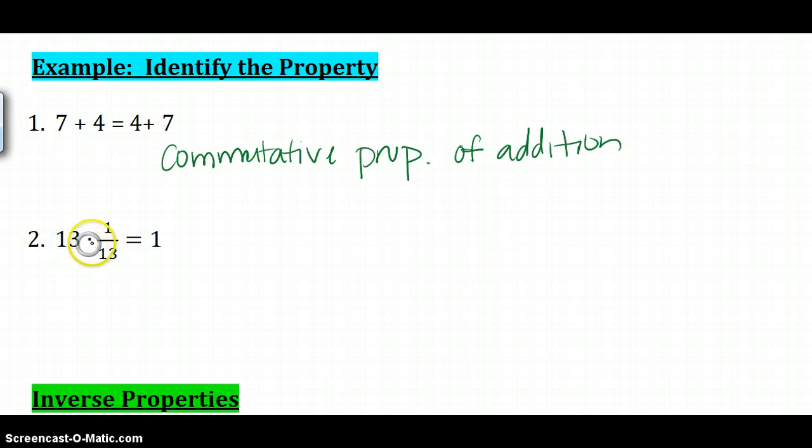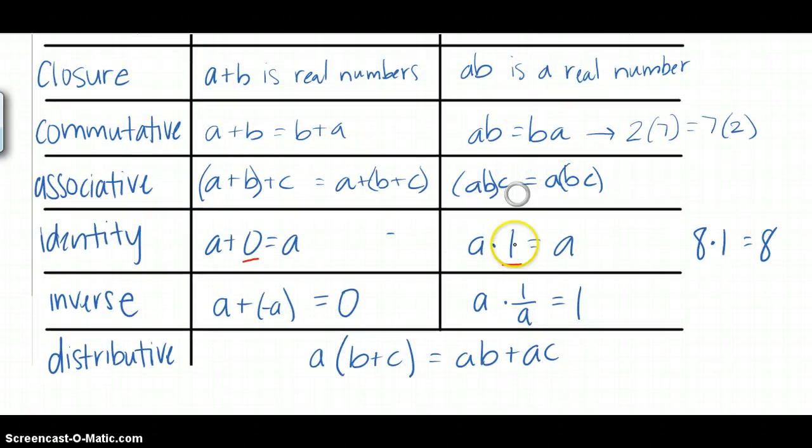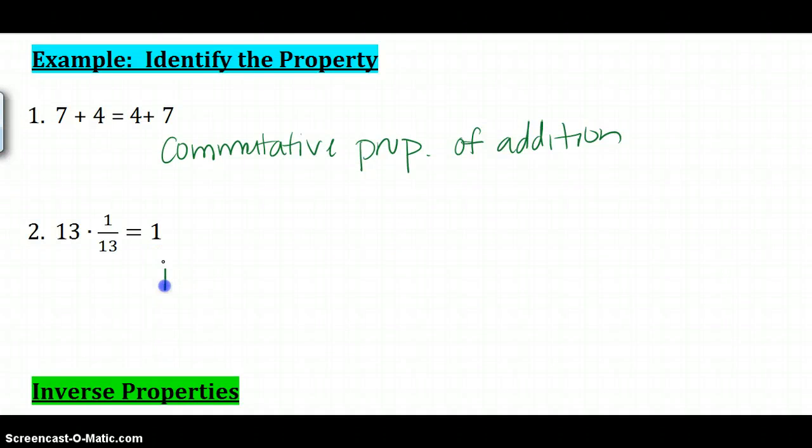So on this one, we have 13 times 1 over 13 gives us 1. If you look back to your chart and look for what property talks about getting a 1 in the end, and you're multiplying, so you're going to look in the multiplication column, and you'll see that it's the inverse property. You multiply by the reciprocal, and that gives you 1. So this is the inverse property of multiplication, because we're talking about multiplication.